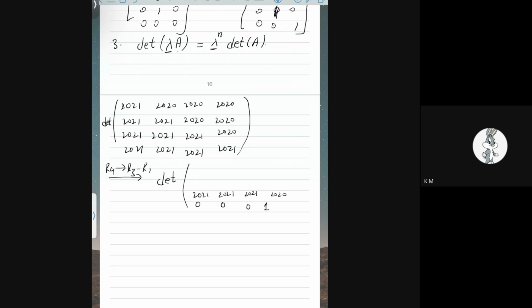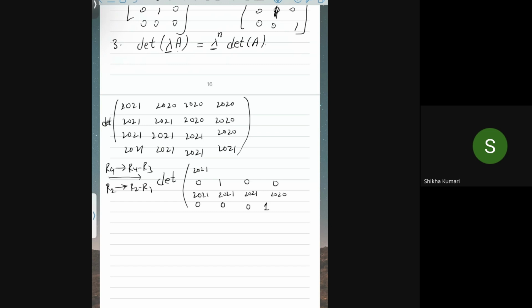And within the same matrix, we can do one more operation, that we can reduce row 2 to row 2 minus row 1. So we get 0, 1, 0, 0. Ma'am, what's the first operation that you have applied? R4 goes to, oh, sorry, I made a mistake. R4 minus R3, I wanted to write. It is R4 minus R3.